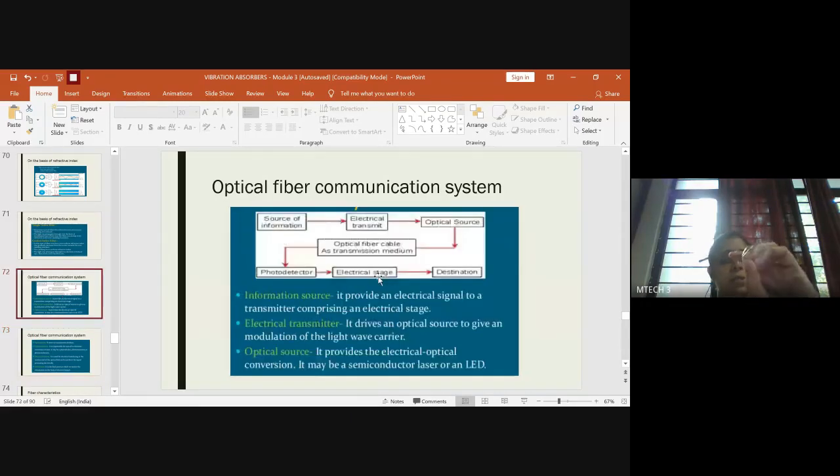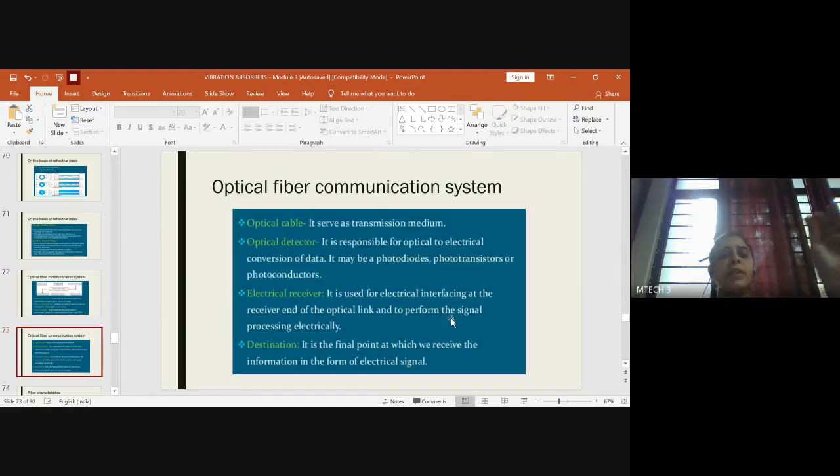Because the optical fiber will provide you the data in the form of optical rays. But when you want to transmit this to the electrical stage again, it has to be converted into the electrical signal. For that, you need some media which converts. So you are using a photodetector.